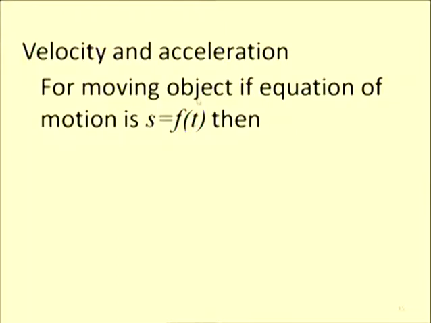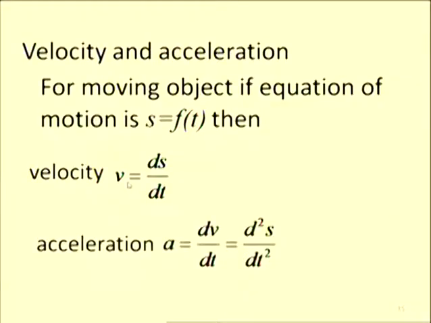So any moving object satisfies this equation, that is the equation of motion. This equation is known as the equation of motion, as it is S is equal to f(t), where t is time and S is distance. Now if I differentiate this S with respect to t, ds by dt is velocity. So velocity v is ds by dt. So it is a first order derivative of S with respect to t.